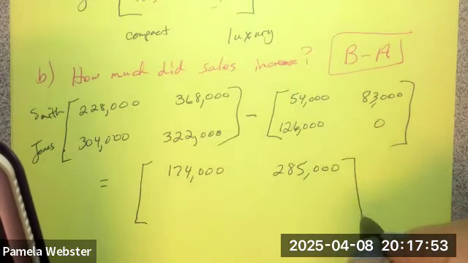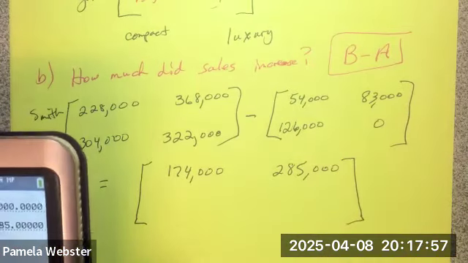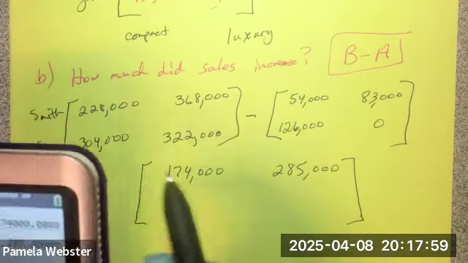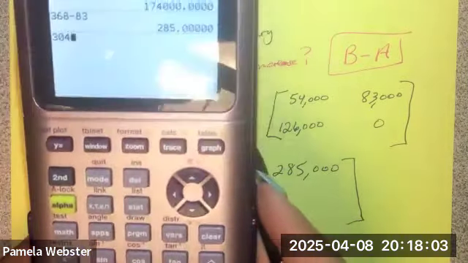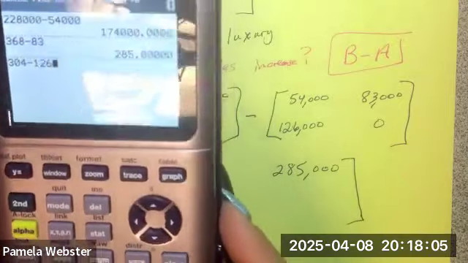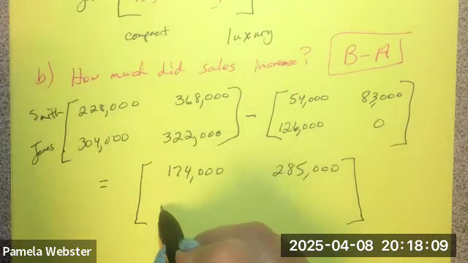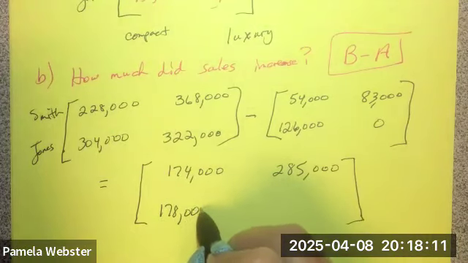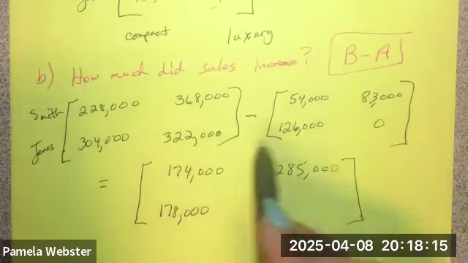$285,000 more in sales on luxury cars. So Mr. Smith really increased. He did really well there, right? What about Mr. Jones? It's 304,000 minus 126,000, $178,000 more in compact cars. And we can do this subtraction really easy.